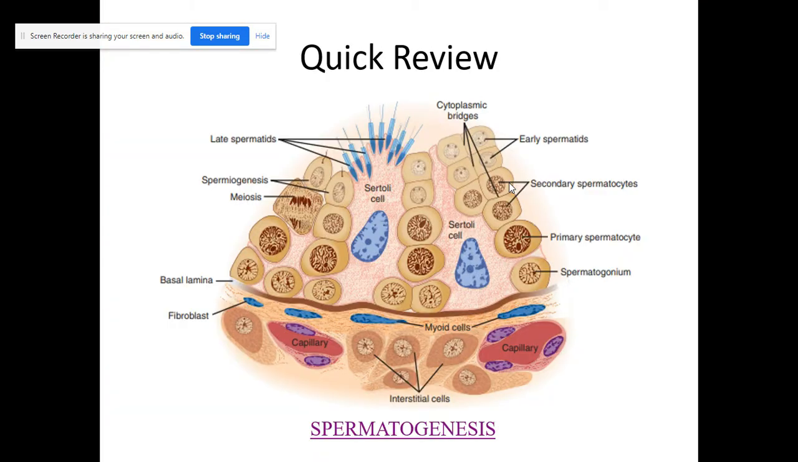Okay, so just for a quick review, spermatogonia, these are the primitive germ cells next to the basal lamina, as you can see in the figure. And this spermatogonia mature into primary spermatocytes. So we have been discussing this last meeting, but then I'm just going to show you a quick short video of this.